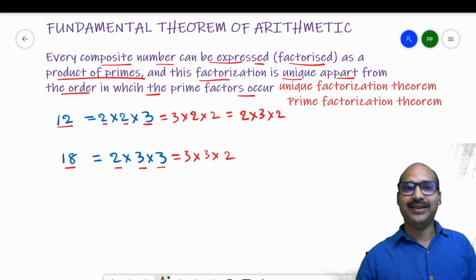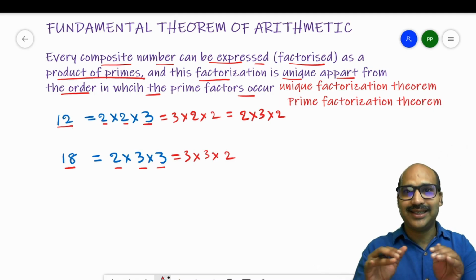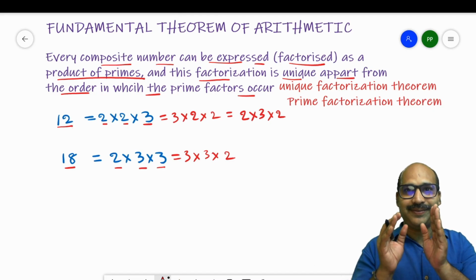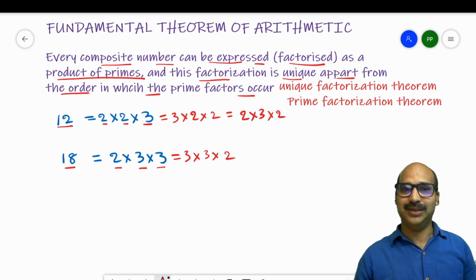So what does this mean? Apart from the order in which the prime factors occur, whatever the order, we have to get back this 12. If the order is fixed, say ascending order only, then that is unique. So this is known as the fundamental theorem of arithmetic.